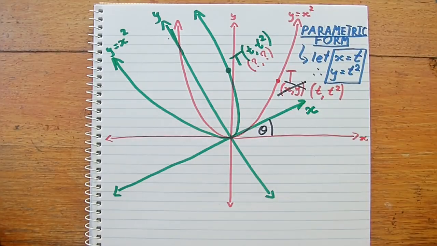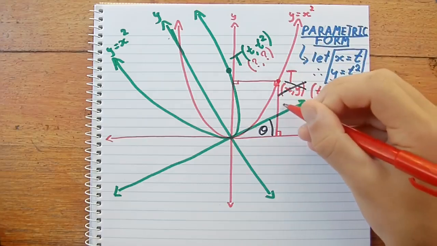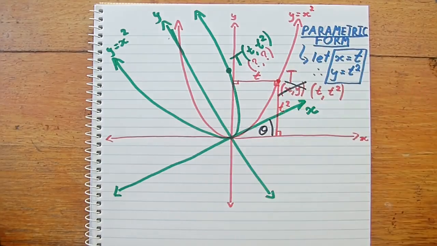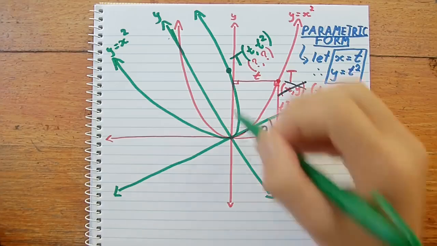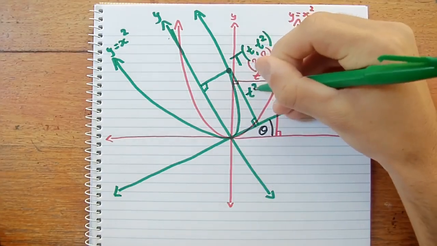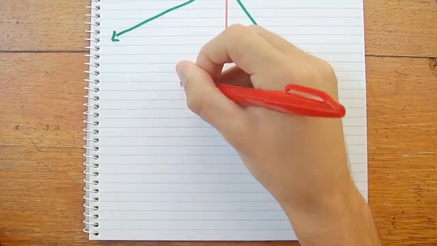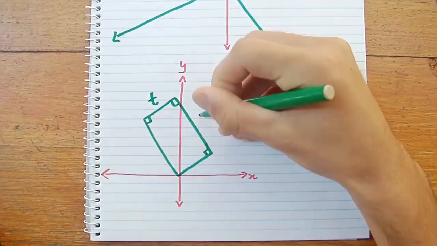Since the point t has coordinates t and t squared, we can construct a rectangle from the origin to the point t, and it will have sides of length t and t squared in the red plane. The good thing about this is that the distances are the same in the green plane. We can draw the exact same rectangle with side lengths t and t squared in the green plane. Our diagram's getting a bit messy here, so let's draw it out separately.